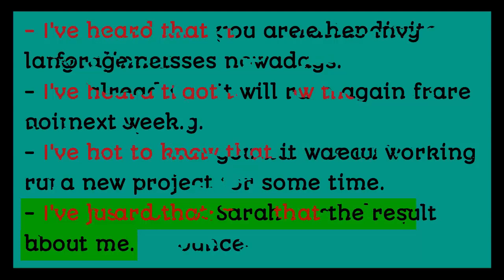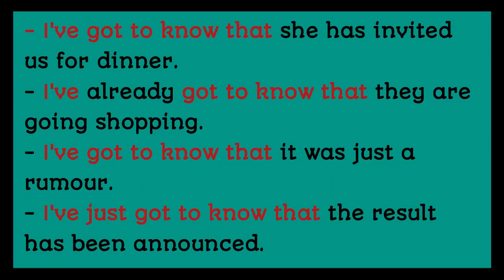Let's go through some examples of I've got to know that. I've got to know that she has invited us for dinner. मुझे पता चला है कि उसने हमें डिनर के लिए बुलाया है. I've already got to know that they are going shopping. मुझे पहले ही पता चल चुका है कि वो शॉपिंग पर जा रहे हैं. I've got to know that it was just a rumor. मुझे पता चला है कि वो एक अफवाह थी. I've just got to know that the result has been announced. मुझे अभी अभी पता चला है कि रिजल्ट अनाउंस हो चुका है.